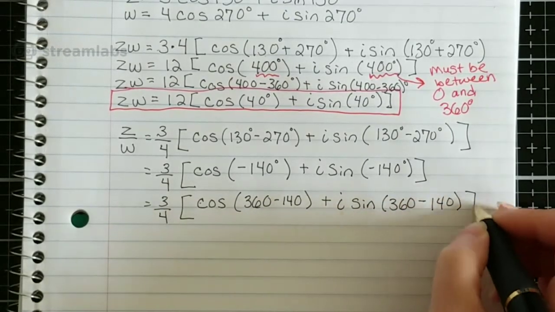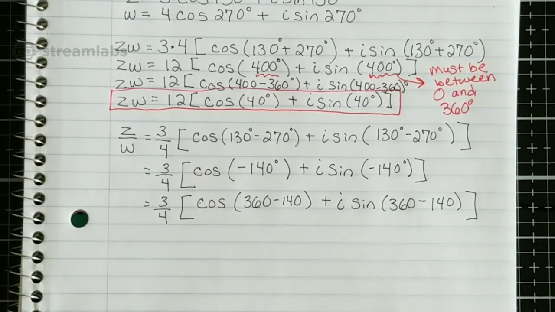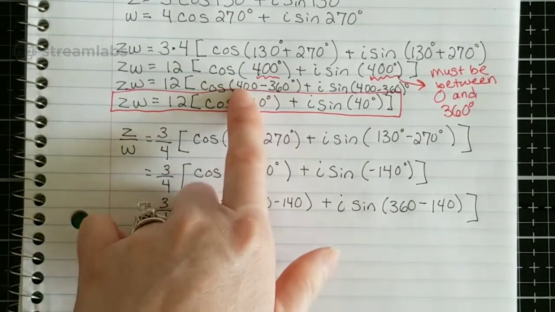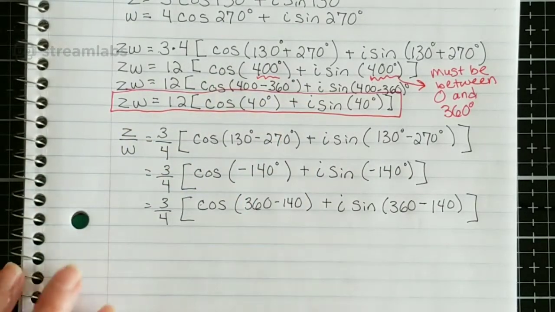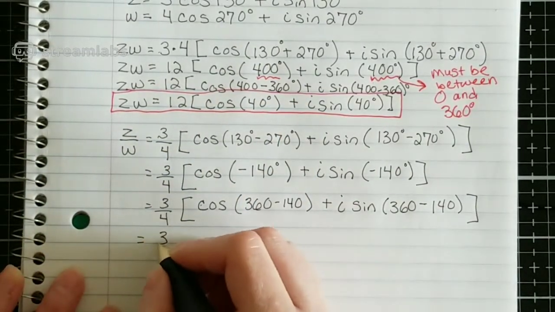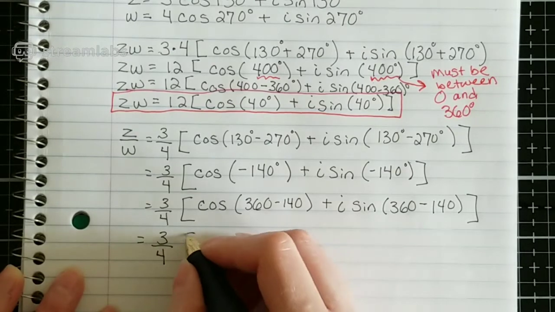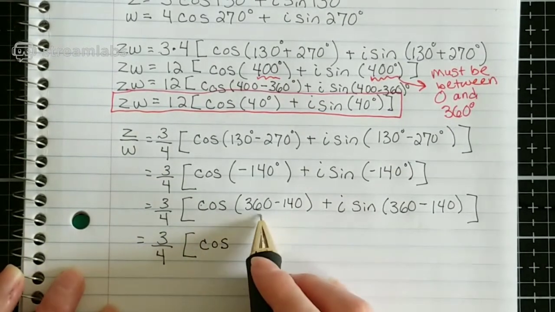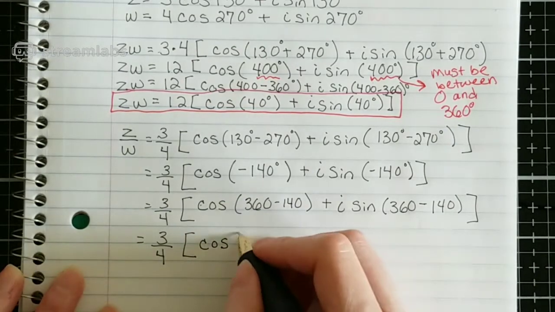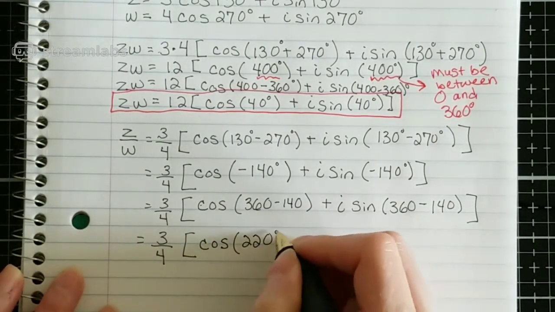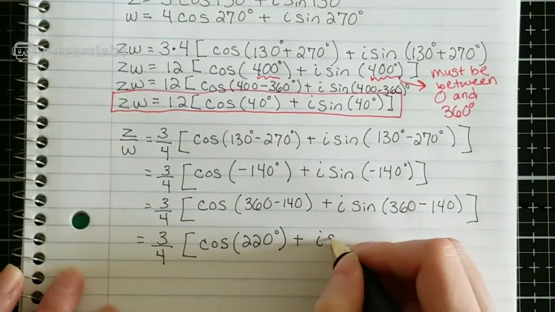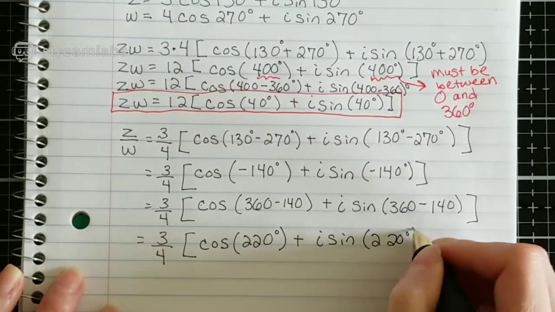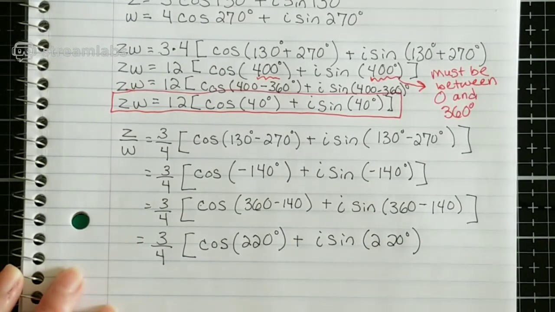It kind of just depends on which end of the wavelength you are. If you got negative, do 360 minus. If it's too high, do that number minus 360. Okay, so our answer here is 3/4 cos 360 minus 140, which would be 220, plus i sine of 220 degrees. And that would be your answer for that one.